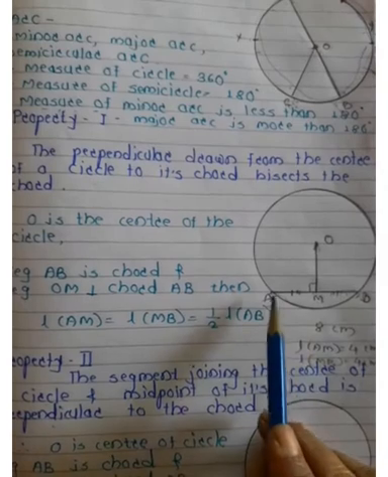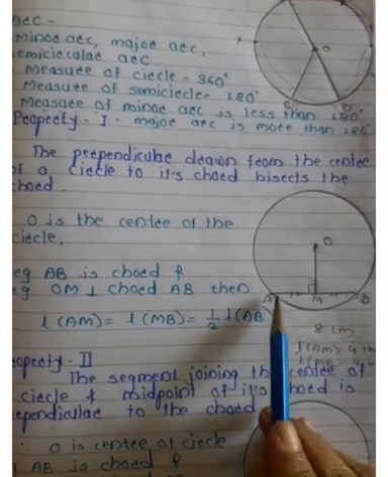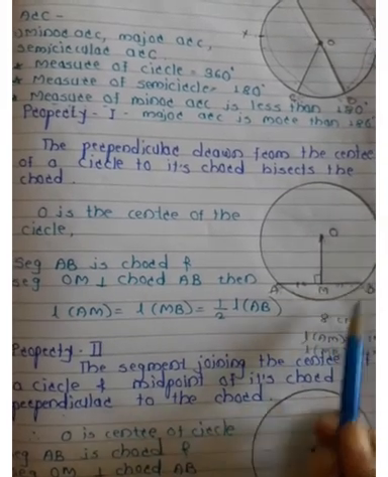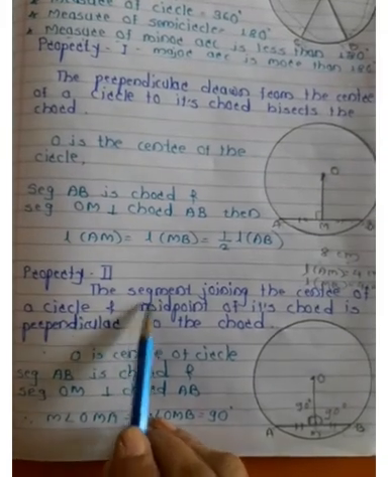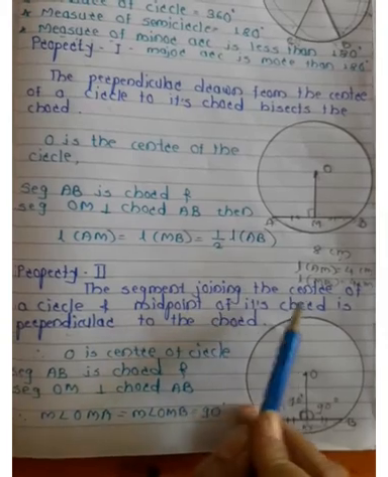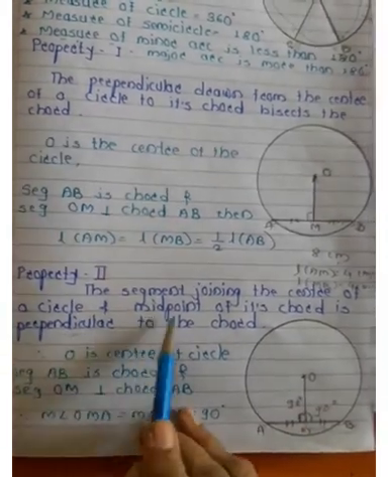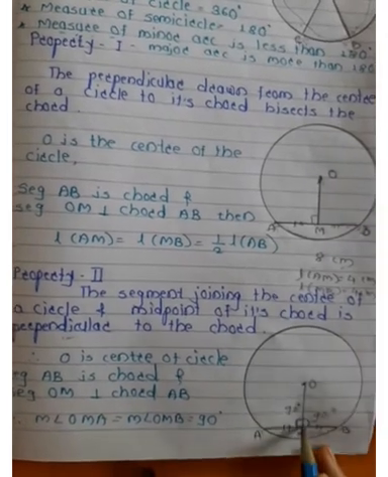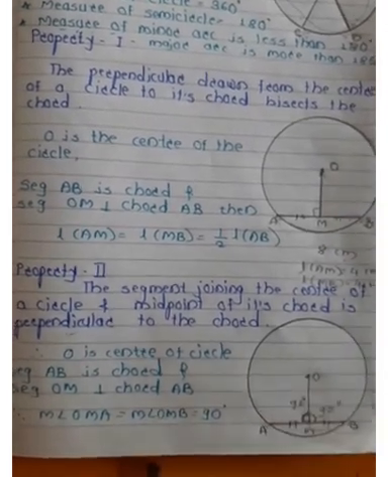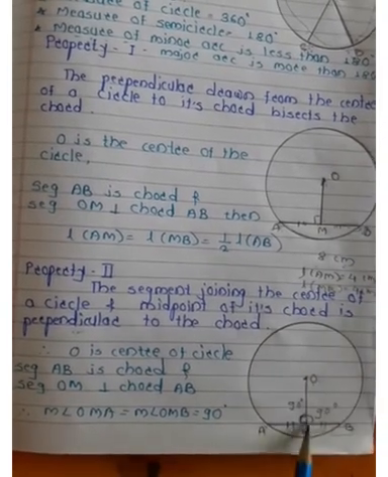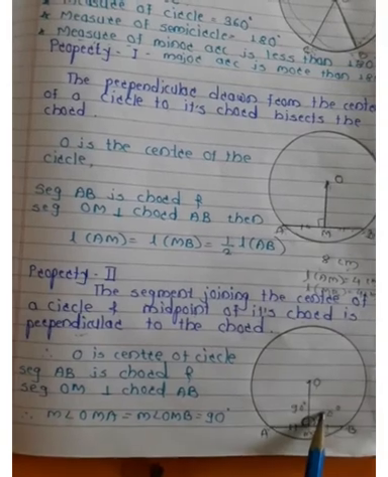Suppose length AB is 8 cm, then length AM is equal to 4 cm, and length MB is also equal to 4 cm. Then the second property: the segment joining the center of a circle and the midpoint of its chord is perpendicular to the chord. Means the measure of angle OMA is 90 degrees and the measure of angle OMB is also 90 degrees.